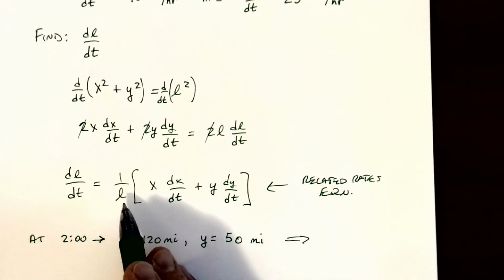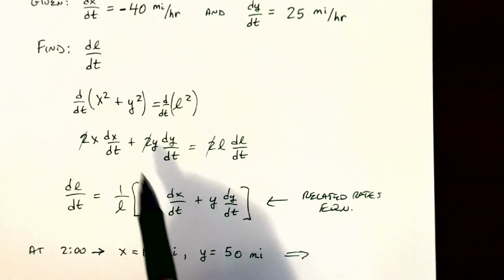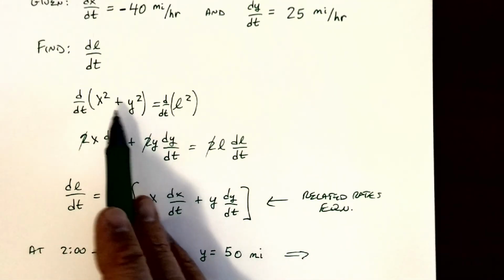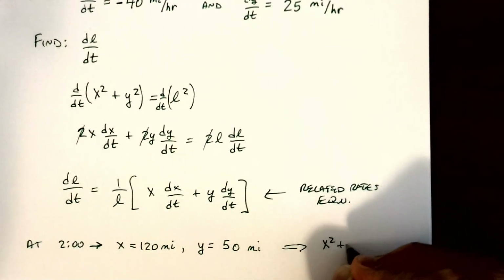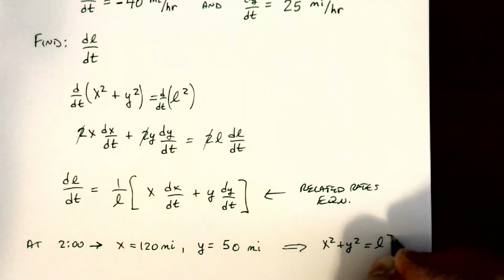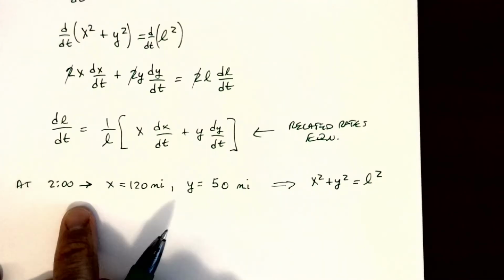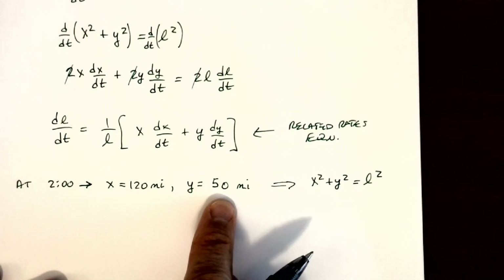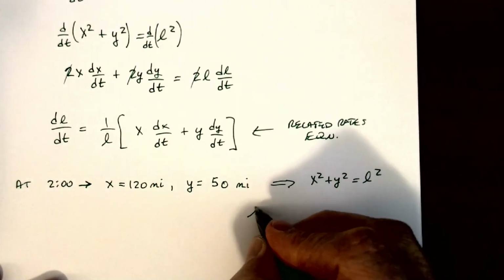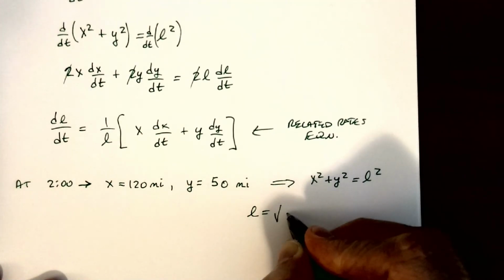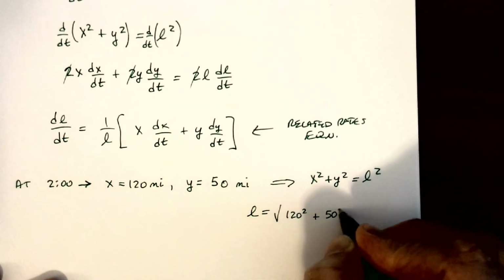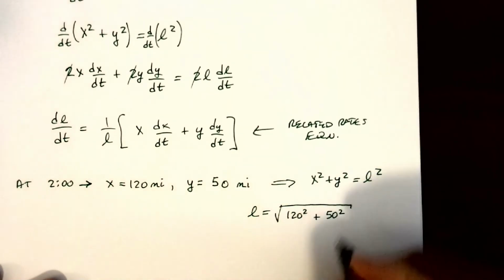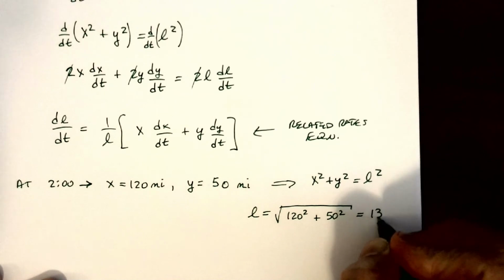What about L? How do I find L? Well, the original equation that relates the variables of interest was the Pythagorean Theorem. So I know that x squared plus y squared is L squared at any time. So at 2 o'clock, I know x and y, so I can now find L. L is the square root of x squared plus y squared, just plugging in those values for x and y. And this comes out to be exactly 130.